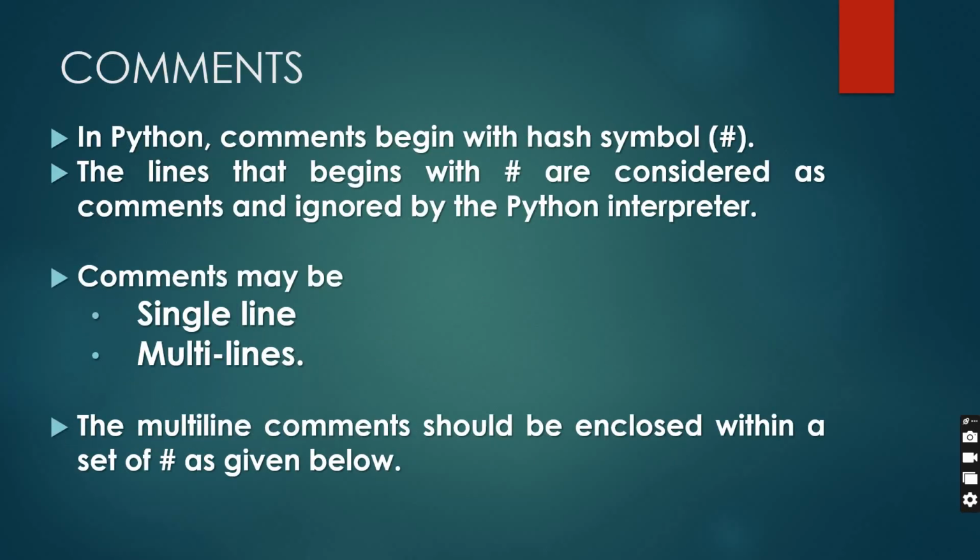So we have comments here. Comments are those that are ignored by the Python interpreter. They start with a symbol. We have two types of comments, a single line comment and a multi-line comment. If you make use of the hash symbol, this is a single line comment. So this is a single line comment. What about multi-line? This is a multi-line comment. If you make use of three quotes, that is nothing but a multi-line comment.